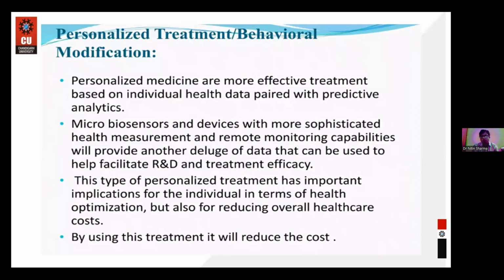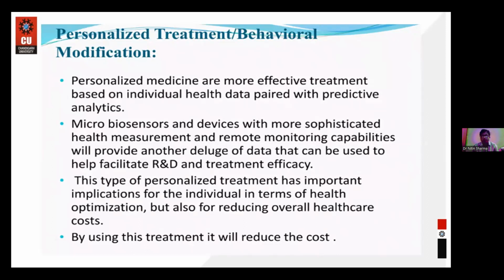The second application is personalized treatment. Personalized medicines are more effective treatment based on individual health data paired with predictive analytics. So for every human being, like maybe you are wearing a watch, your data is being stored. If you link it with the app, you will get all the data available with you, and you can observe yourself for the next 30 days, and find out what problems are being raised in the individual.